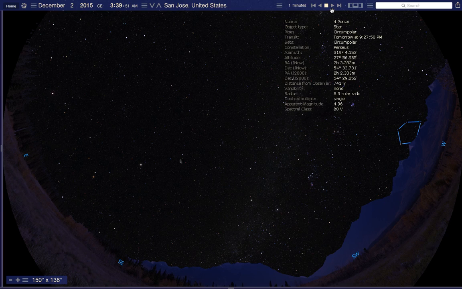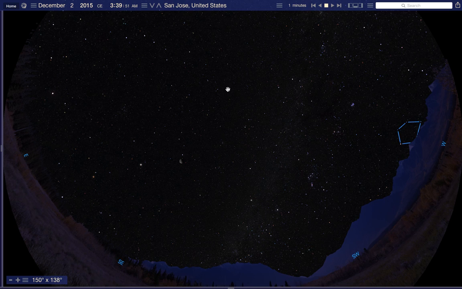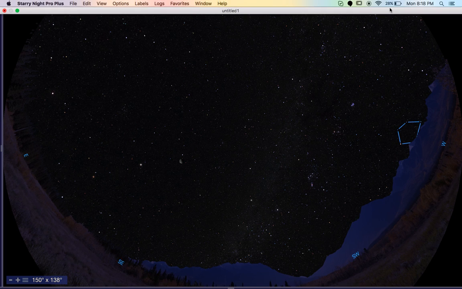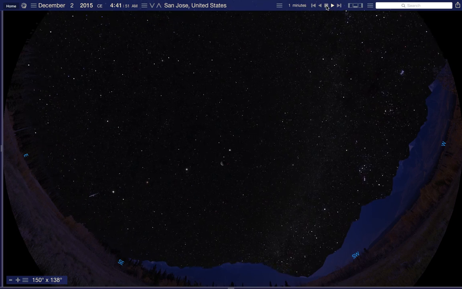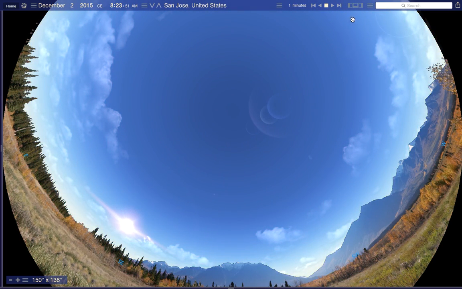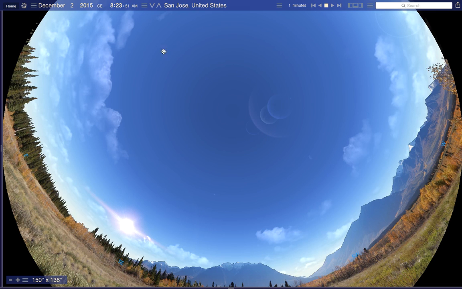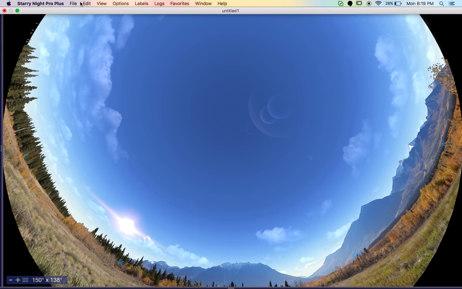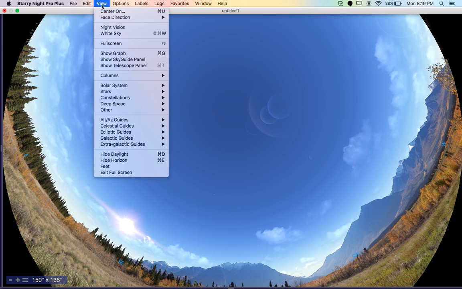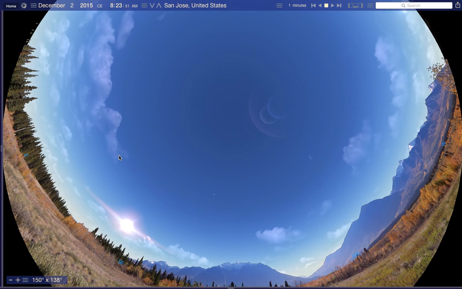But in fact, let me take the daylight out of the picture. Nighttime is going to come. Let me see if I can take the daylight out. I'm still getting used to the software. I would like to get rid of the daylight, but view, night vision, full screen. There you go, no daylight.